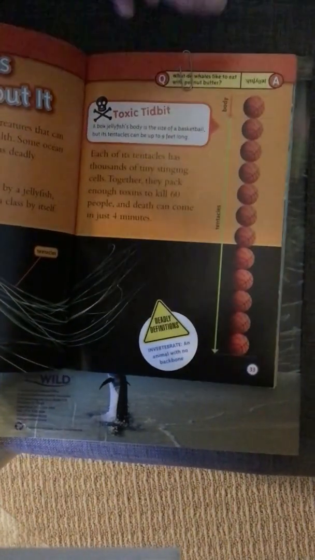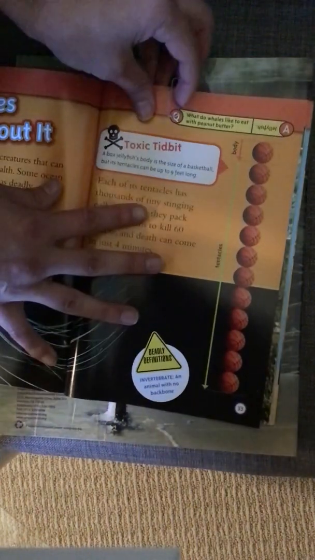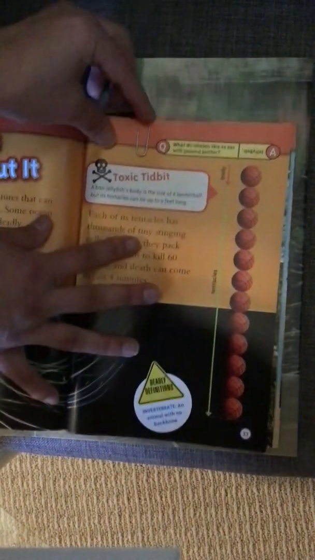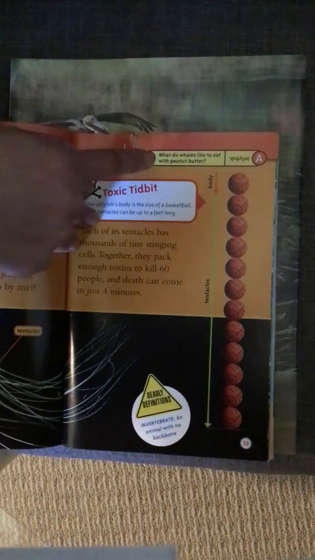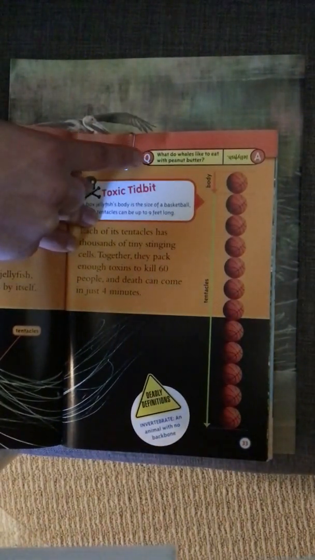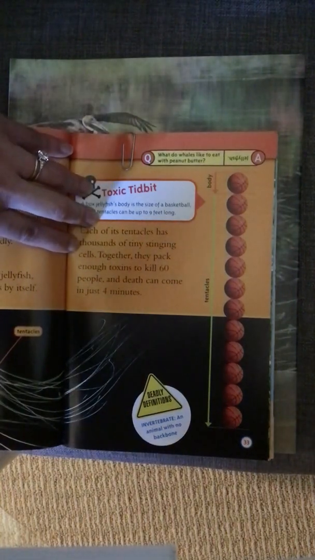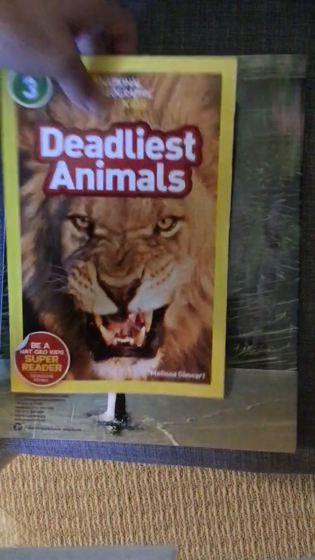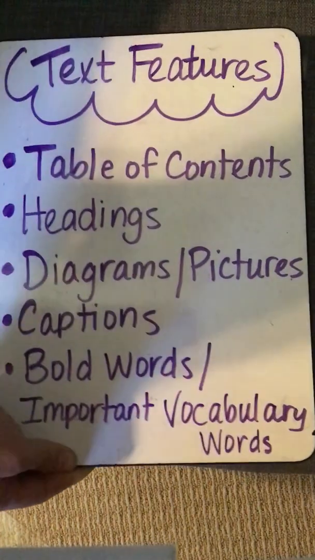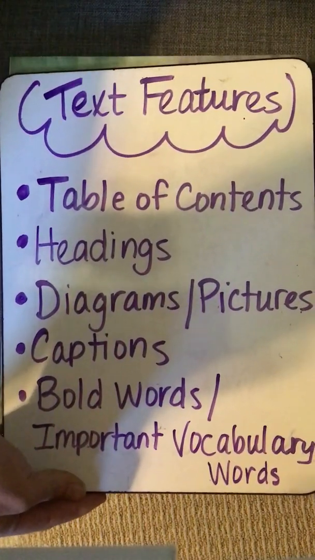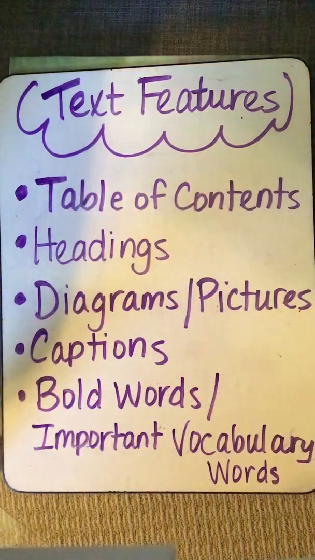One thing that I know you guys really like about National Geographic books is they also include jokes. And so if you feel so inclined to include a joke, you can too. What do whales like to eat with peanut butter? Answer, jellyfish.